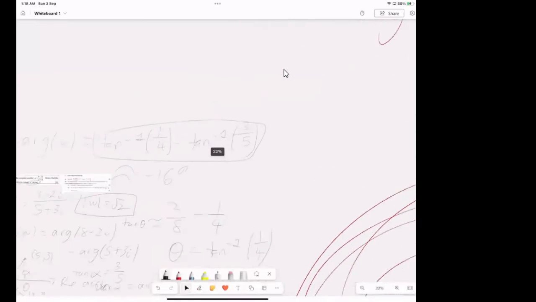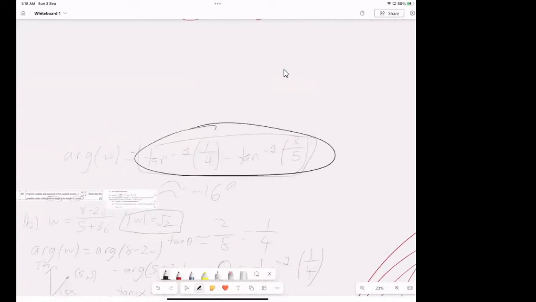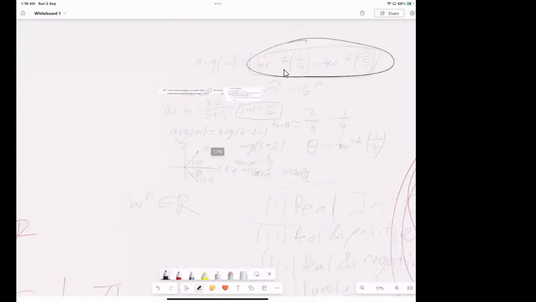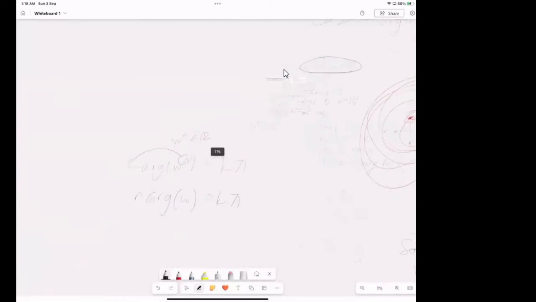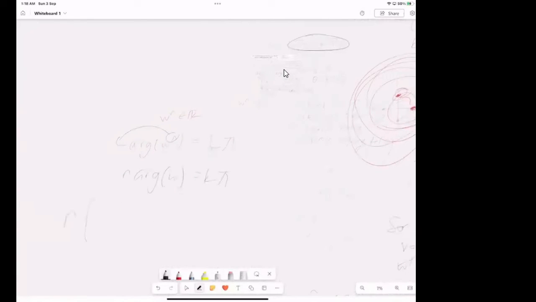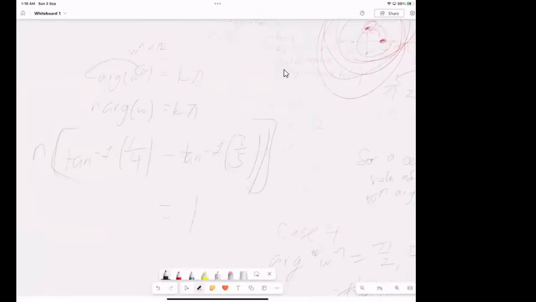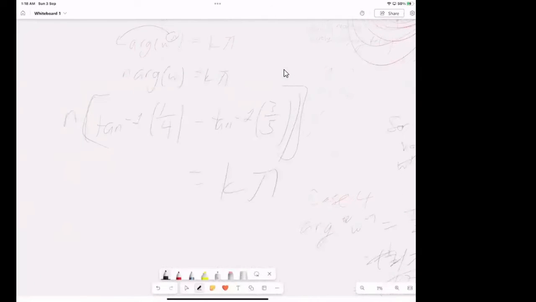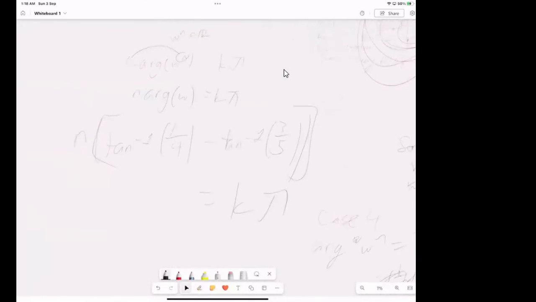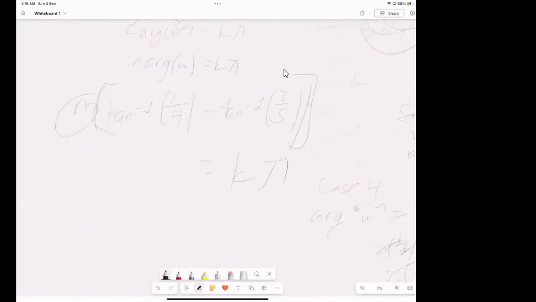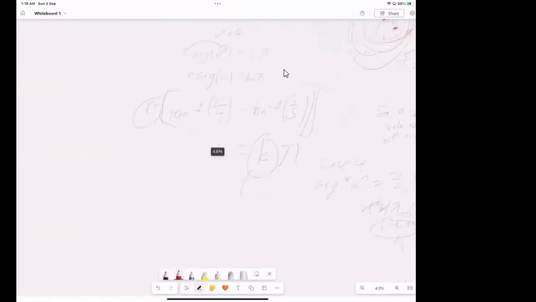So you remember why I said that usually they give you nice numbers? It's because when you have such a very strange function like this, it's not very nice. But since the question is a bit strange, this is the first time I've actually seen this, so let's use this. So tangent inverse 1 over 4 minus tangent inverse 3 over 5 equals k pi. So we want the value of n such that you get an integer value of k. So how can we do this?